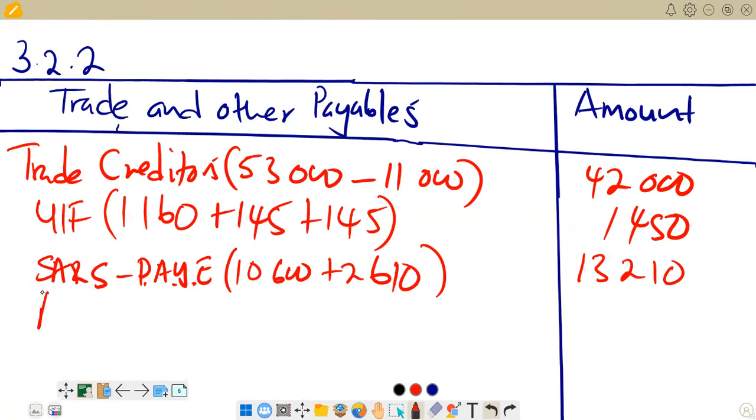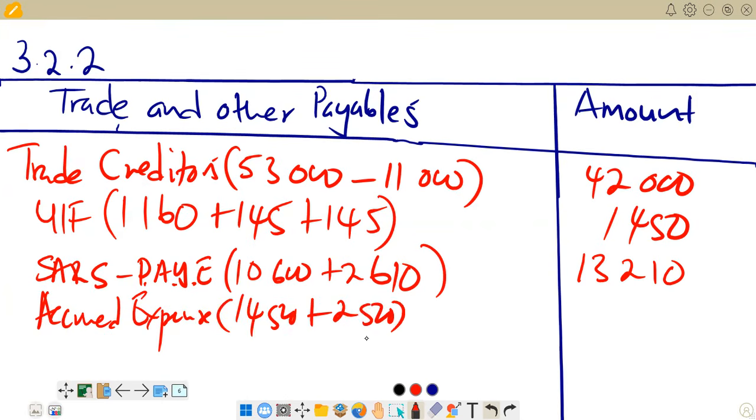We have accrued expense. We are saying it's 14,500. Then we add the 2,500 that we have. So if we add the two there, let's try to add that one. 14,500. Then we add 2,500. Then we get 17,000.